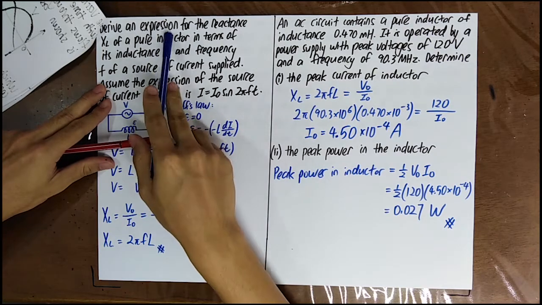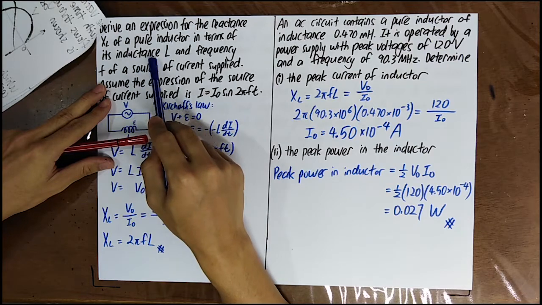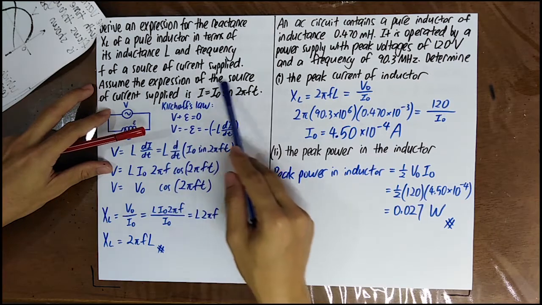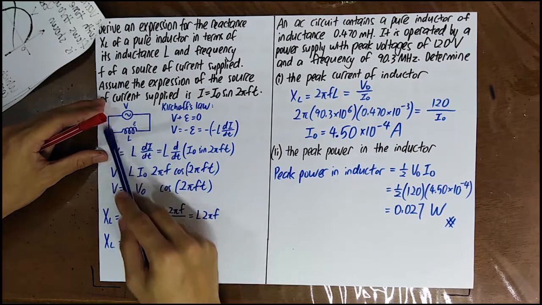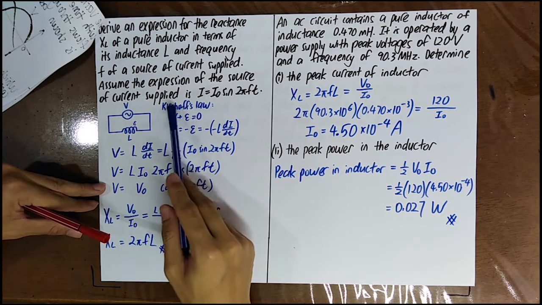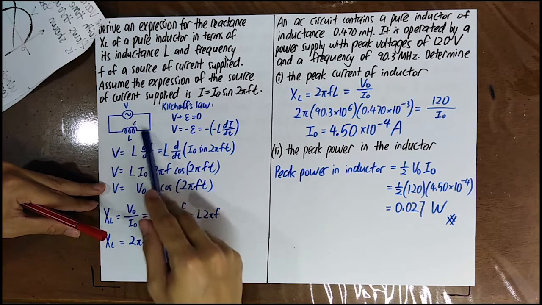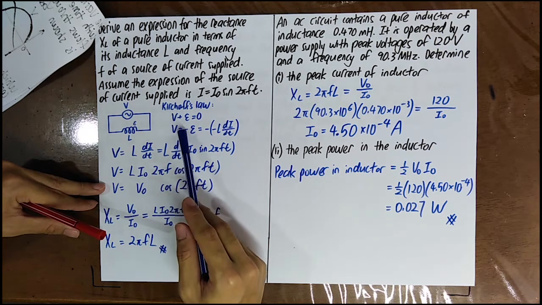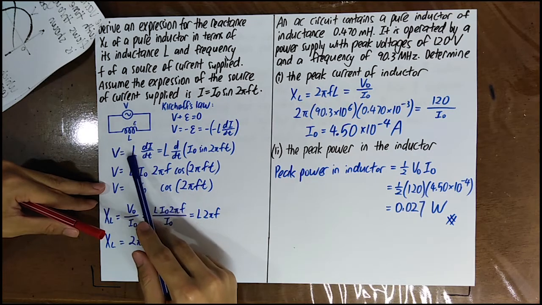Derive an expression for the reactance XL of a pure inductor in terms of its inductance L and frequency F of a source of current supplied. Assume the expression of the source of current supply is this. Okay, this is the inductor in an alternating current circuit. Kirchhoff's second law states that the net potential change in a loop of a circuit is 0. So the V equal to negative back EMF of the inductor. Then you can know that V equal to L di dt.